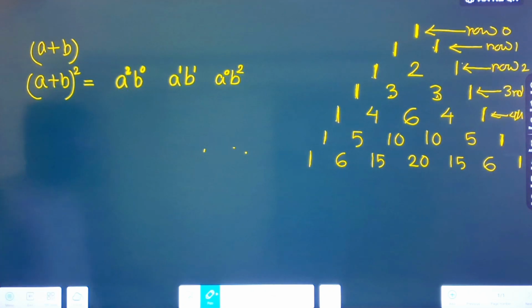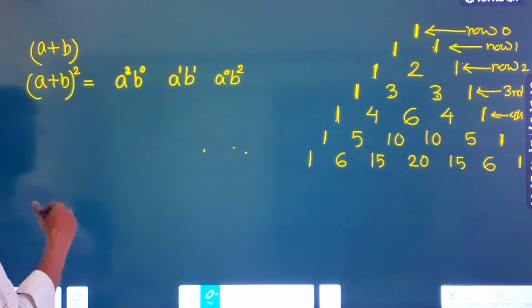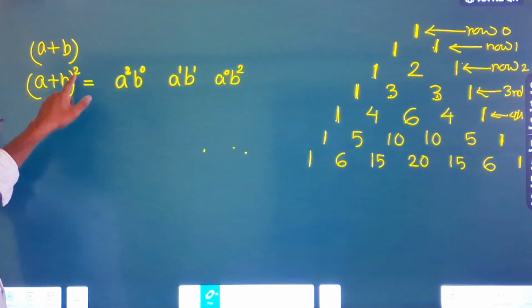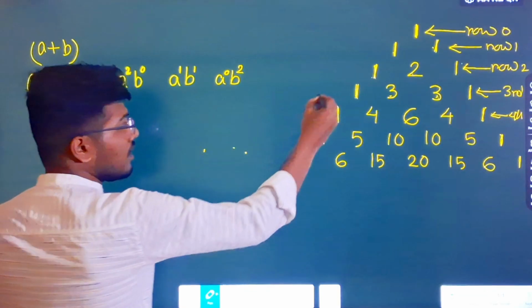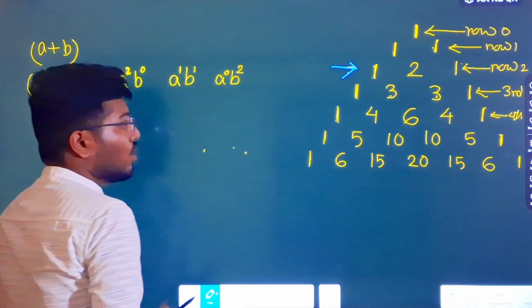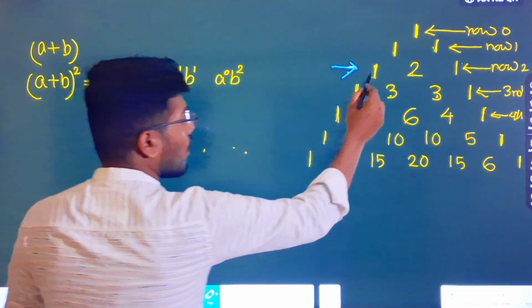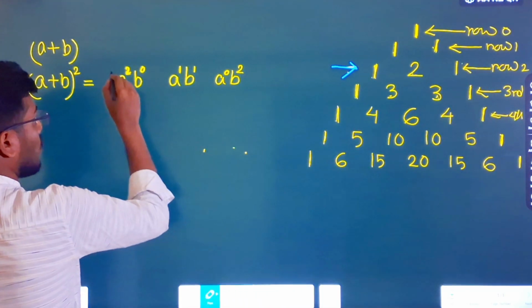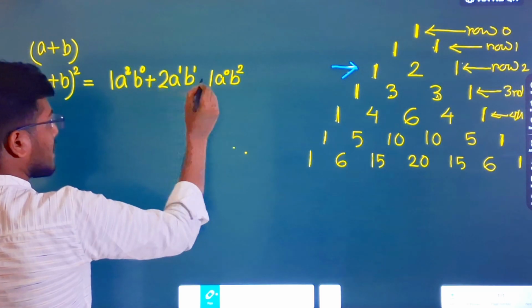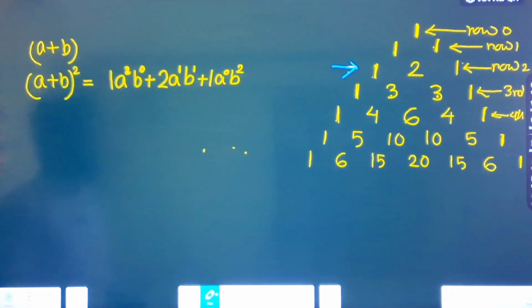Now you have to find the coefficient of each term. This is a square, that means you follow the row number 2. So what is the rule in this row? It is 1, 2 and 1. So you put 1 here, 2 here, 1 here, and give the plus sign between them. This is the formula of (a + b) whole square.